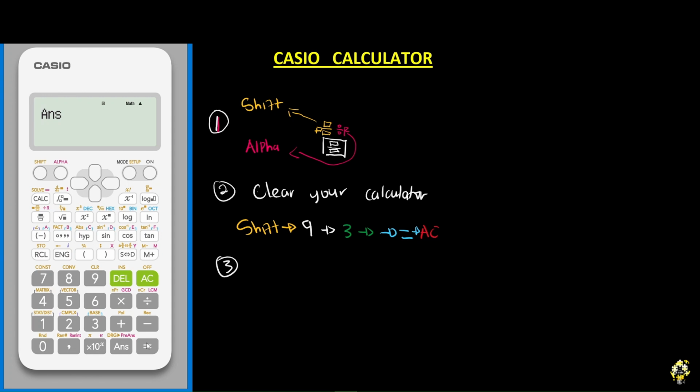And then you can come here and say equal to. See, it's giving you the same answer. So that's why you also need to know how to use the ANS function. That's what it's there for.